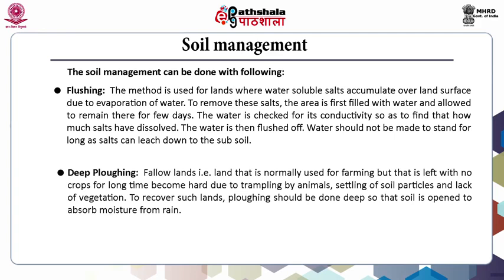Then another method is deep plowing. Fallow lands, that is, lands which are normally used for farming but are left with no crop for a long time, become hard due to trampling by animals, settling of soil particles and lack of vegetation. To reclaim such lands, plowing should be done deep so that the soil is open to absorb moisture from rain.